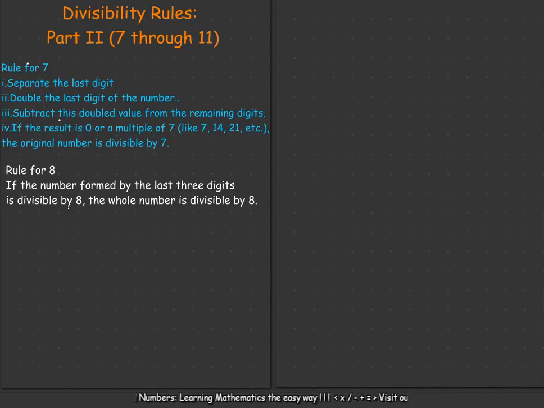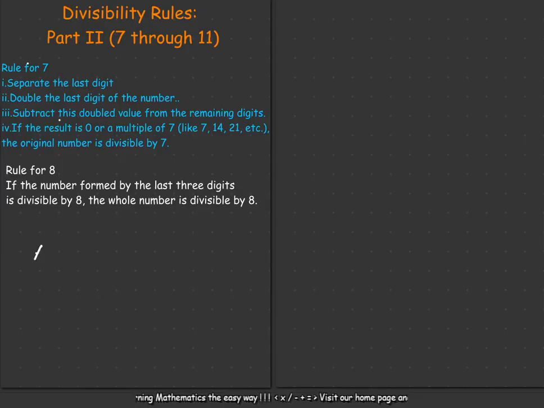Then for 8, it actually goes a step further. If the last three digits, so it means this rule only works for numbers that are 3 digits and above. It simply means you need to know all your multiples of 8 that are 2 and then 3 digits, because the rule will only work for 3 digits. So let's take some examples and then see.